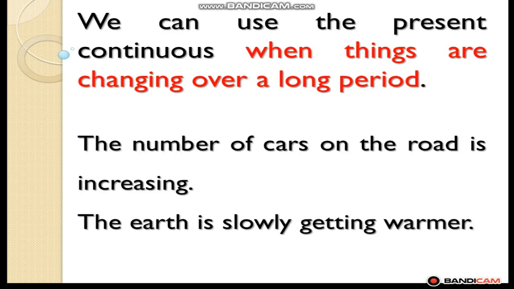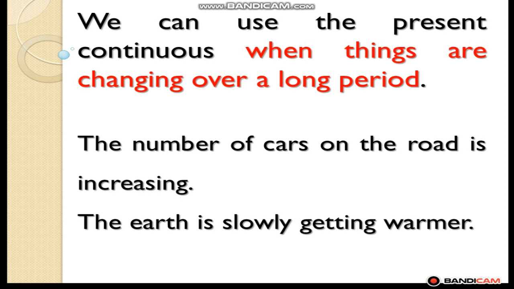We can use the present continuous when things are changing over a long period. So if we have a long period of time, we can also use with it the present continuous tense. For example, the number of cars on the road is increasing. So here we have things that are changing over a long period.